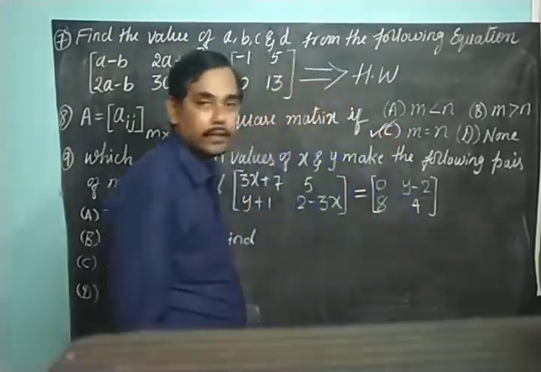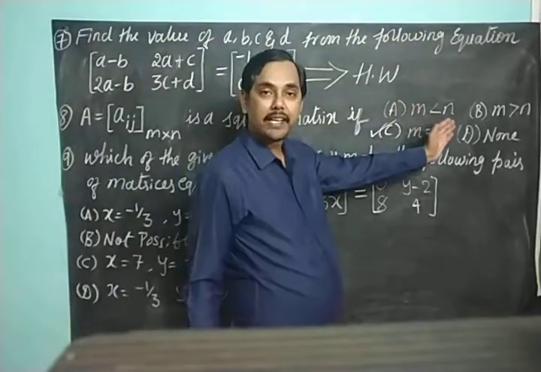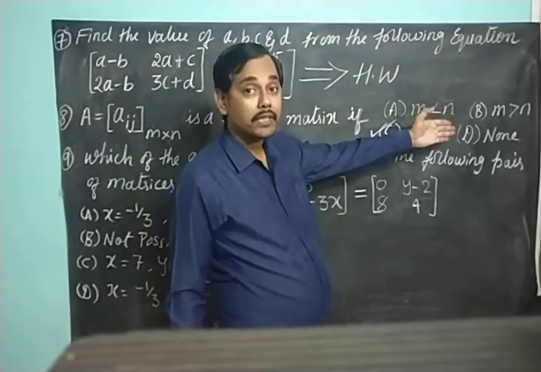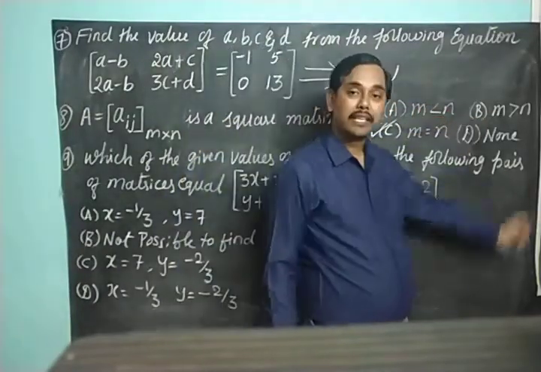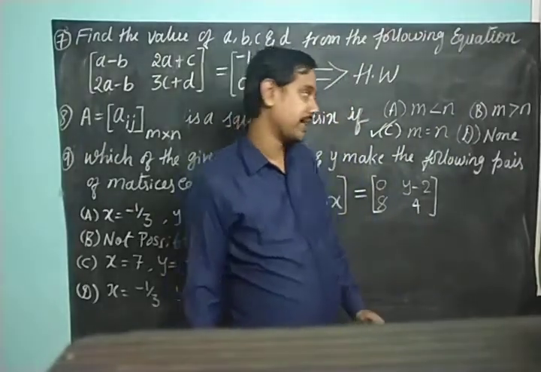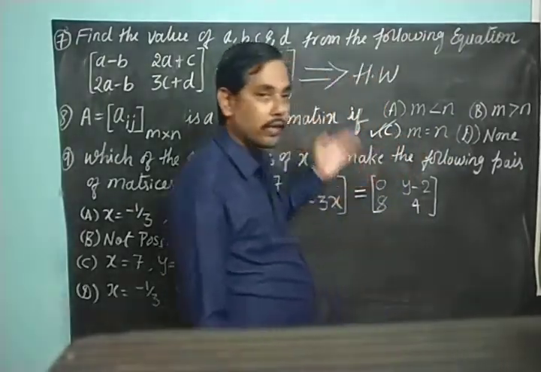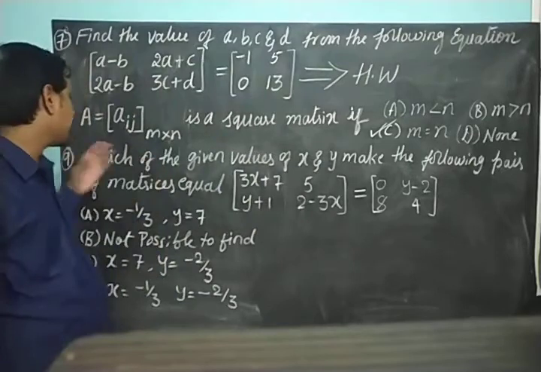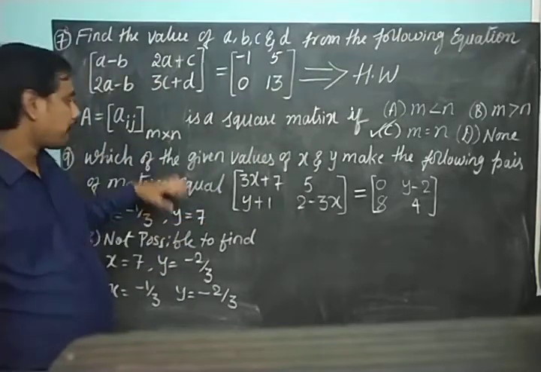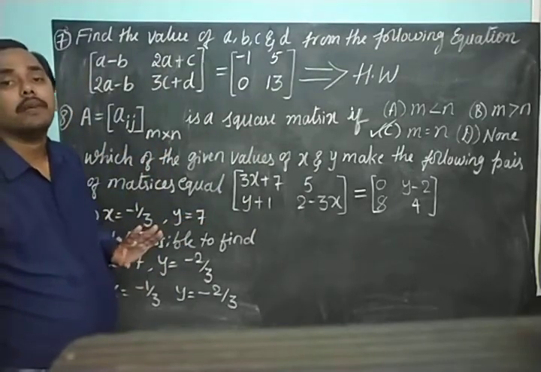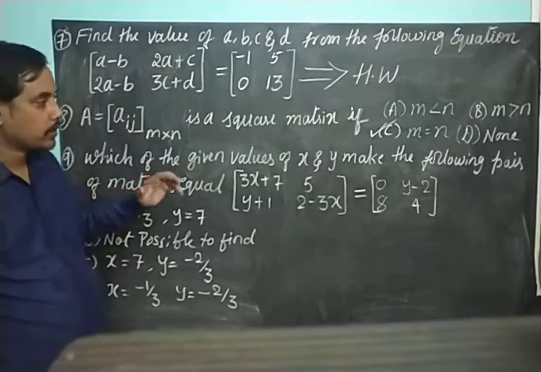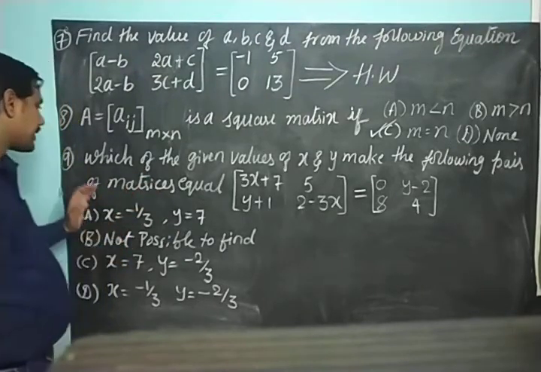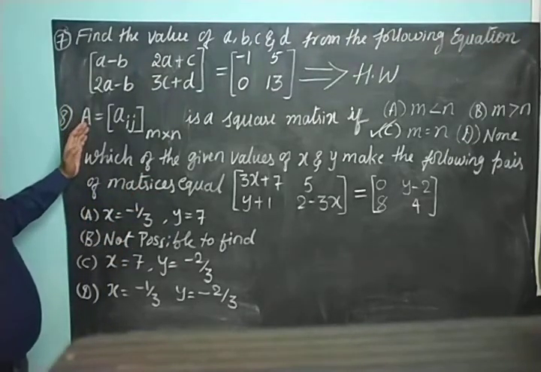This is the option. M is less than N, then it is what? It is a rectangular matrix. M is greater than N, then also it is a rectangular matrix. Right? M is equal to N is the only condition where this matrix, or any matrix of order M cross N, will become a square matrix. Okay? Fine. So next, I hope this 8th problem is clear.